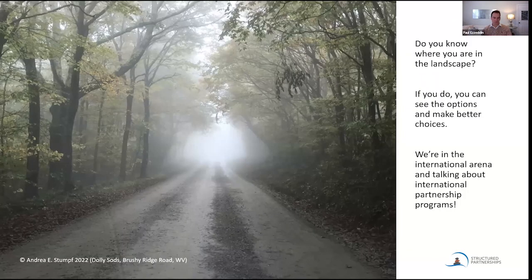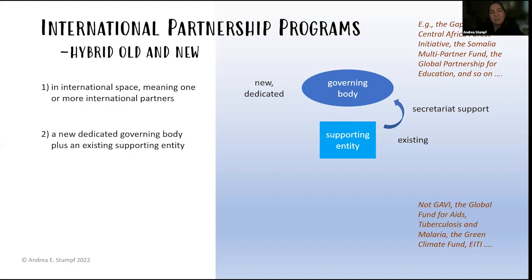And that is to say that the point of all of this, really the books, the Structure 1515, is to ask and also try to answer the question of where we are in the landscape. And that is the landscape of structuring and designing international partnership programs. The theory, of course, is that if you can see the landscape and if you can see where you are in the landscape, then you have a better sense of the options and hopefully are also able to make some better decisions. So international partnership programs is the modality of focus.